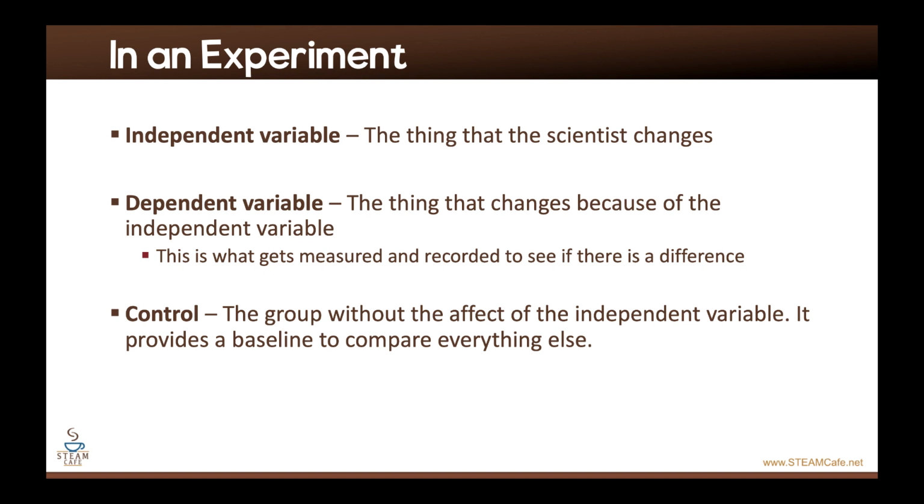And then the control is the group without any effect whatsoever. It's the baseline to compare everything to. Because if you actually treated every single one of your experimental groups, you don't have anything to compare it to. And that's very difficult then to know whether or not your experiment was successful, meaning successful as in you got an answer to the question that you asked, and it was a valid answer based on the experiment.